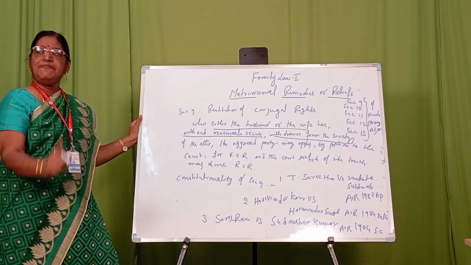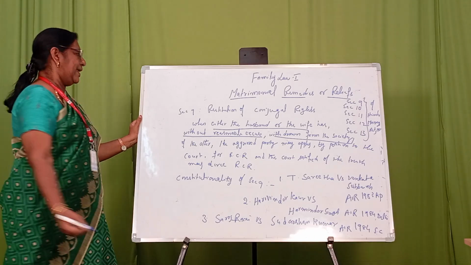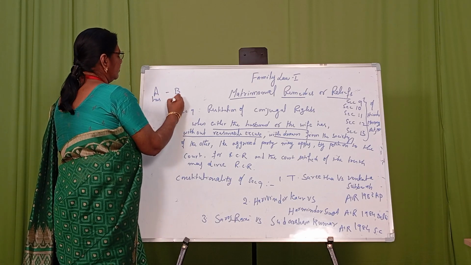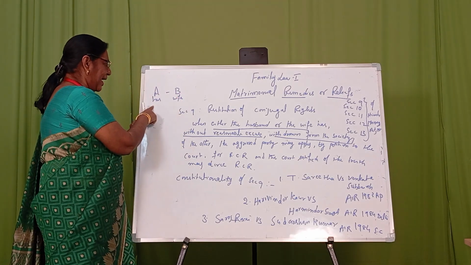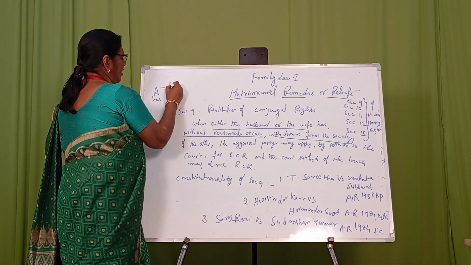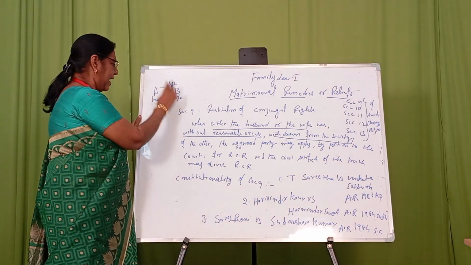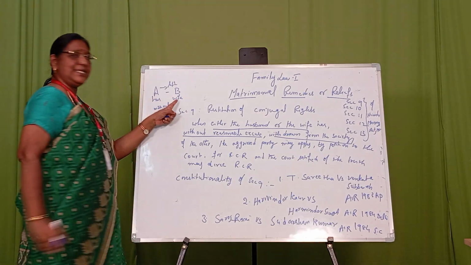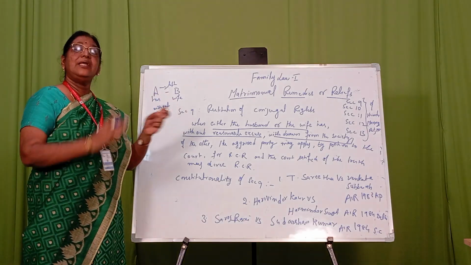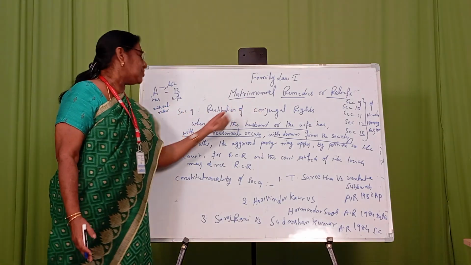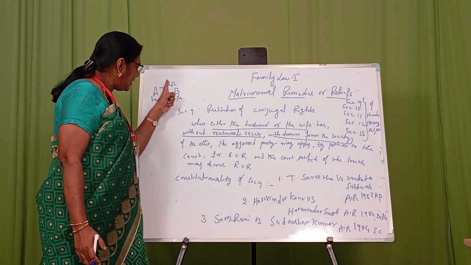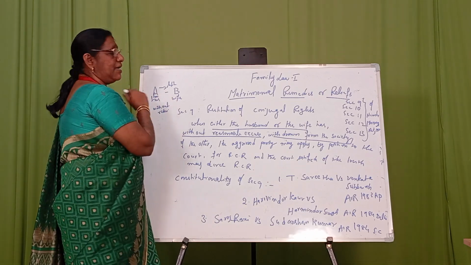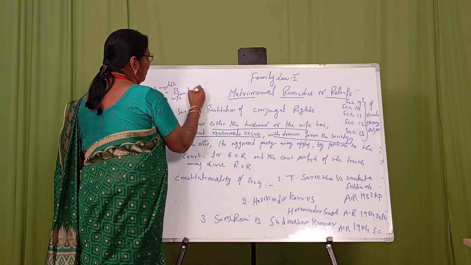For example, A is the husband and B is the wife. Here the husband has left the wife without a reasonable cause. If any reason is there, definitely the parties will get the right to separate. Here in this restitution of conjugal rights, the husband has left the wife without a reasonable cause. So the wife is the aggrieved party.